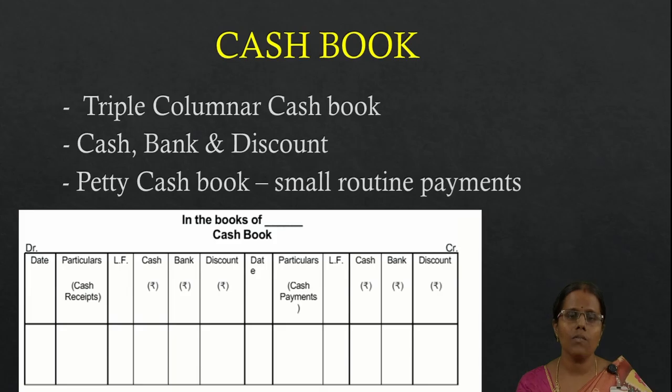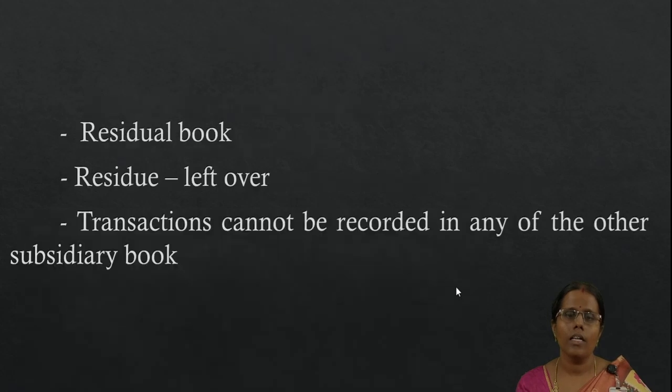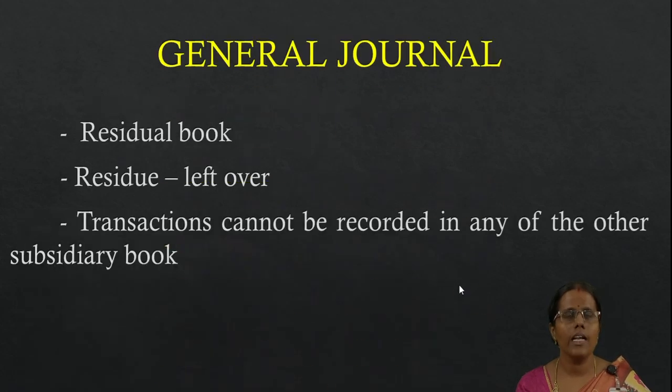So there is a debit side as well as a credit side. In the debit side, date column, cash receipts, that means particulars column, ledger folio column, and cash, bank and discount columns separately. And then in the credit side, date column, cash payment column, ledger folio column, and separate columns for cash, bank and discount. And then next one is general ledger.